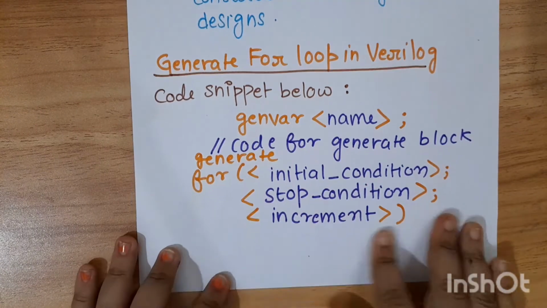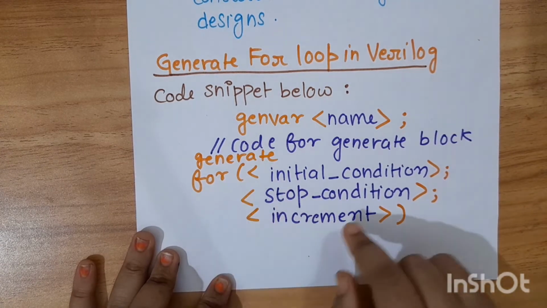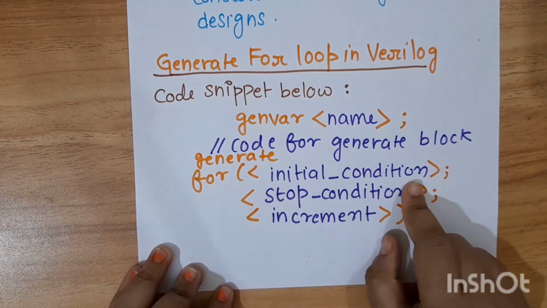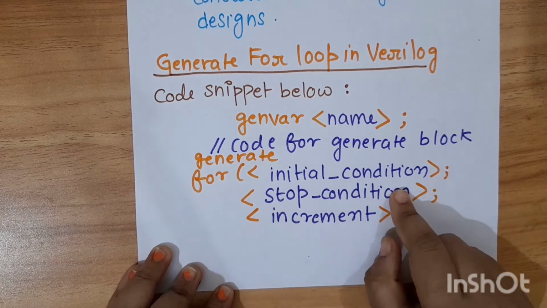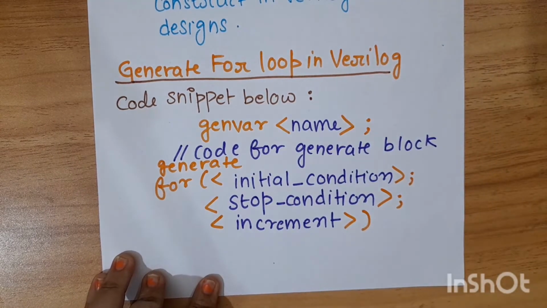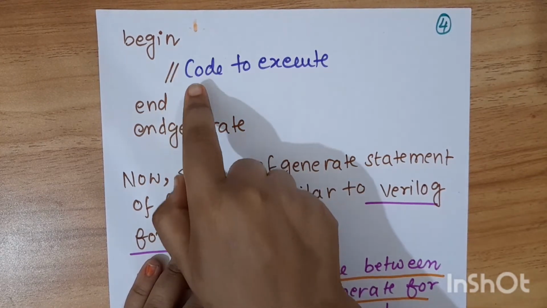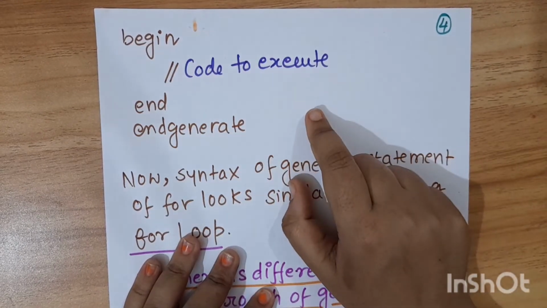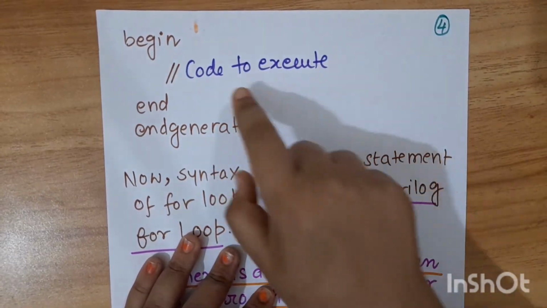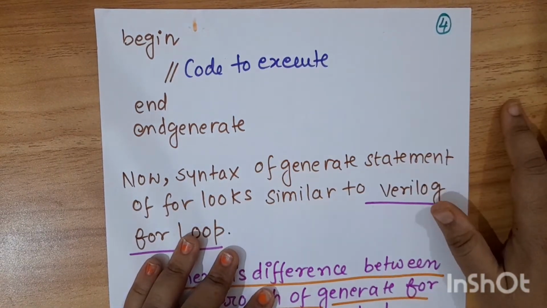Then for the generate block, we have the generate keyword, then for. Inside the brackets of the for, we have the initial condition, semicolon, the stop condition, semicolon, and the increment. These three are mentioned. After that, we have begin and end. Inside the begin and end, we put the code which we want to execute, the piece of code we want to implement. After the end, we have endgenerate for the generate keyword.